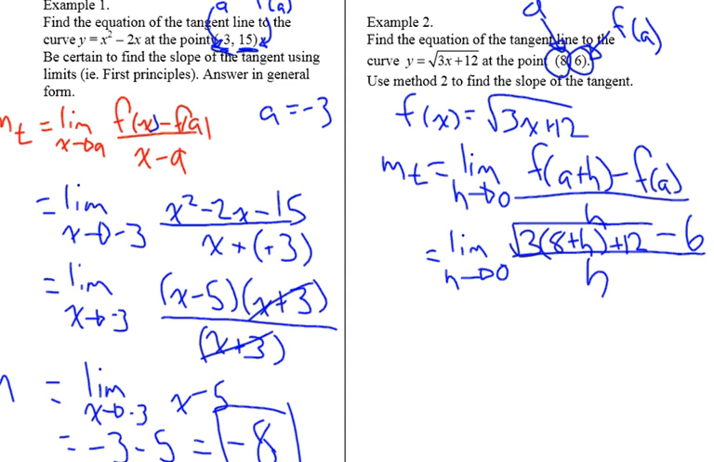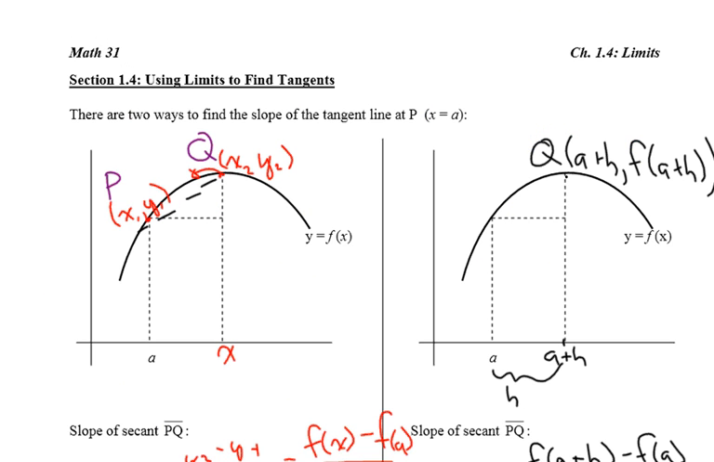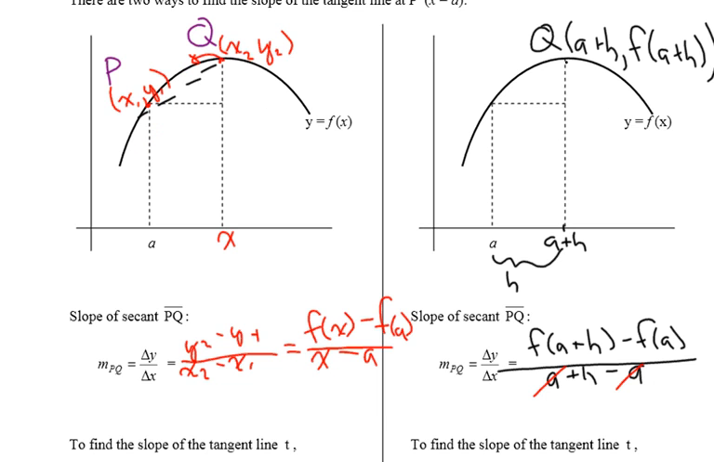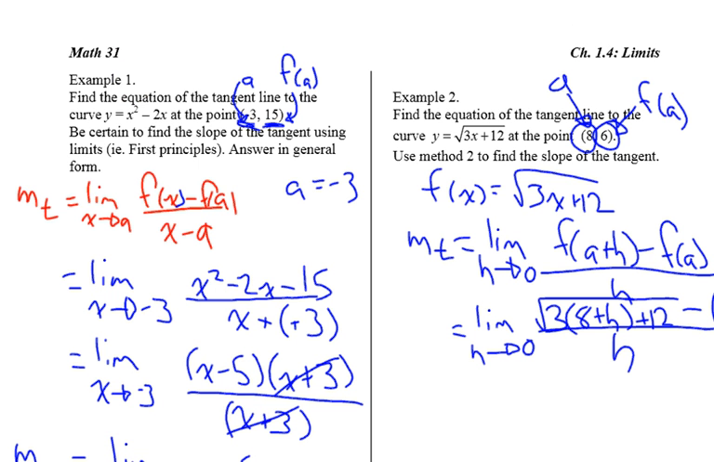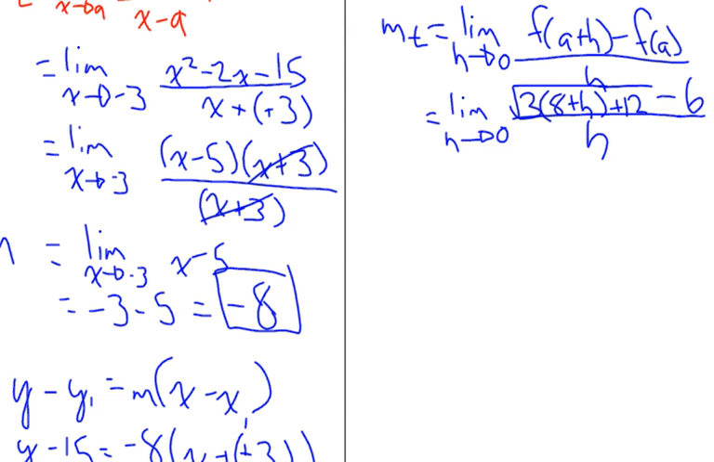So remember, let's just take a look at this page again. This h represents the difference between our first point and our second point, right? So that's why this h is approaching 0, because it's getting smaller and smaller and smaller, okay? All right.